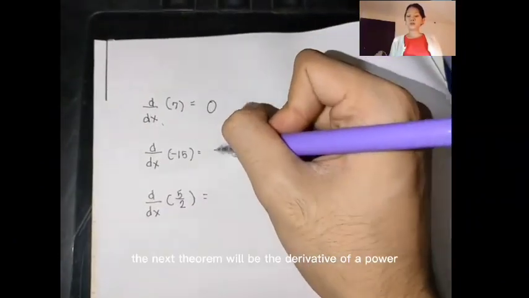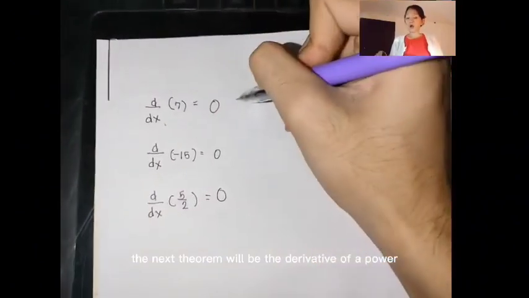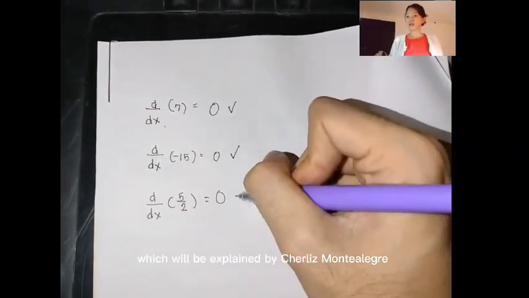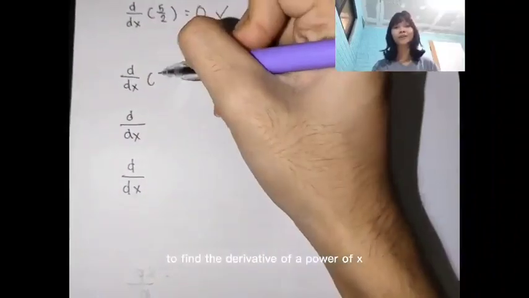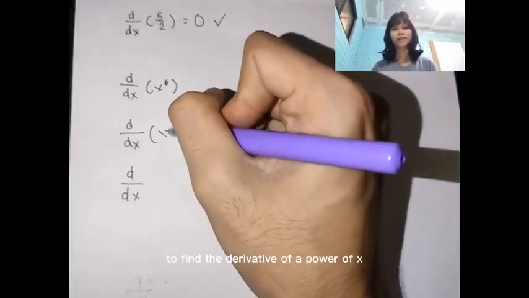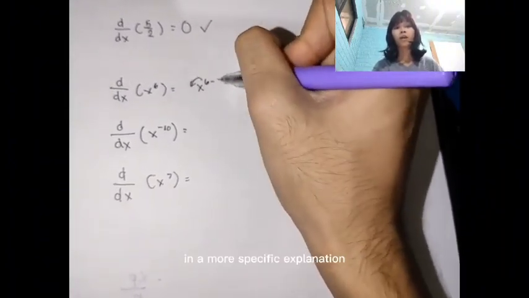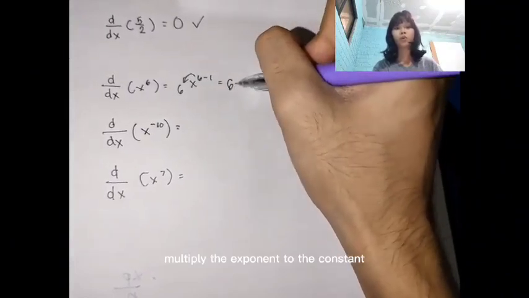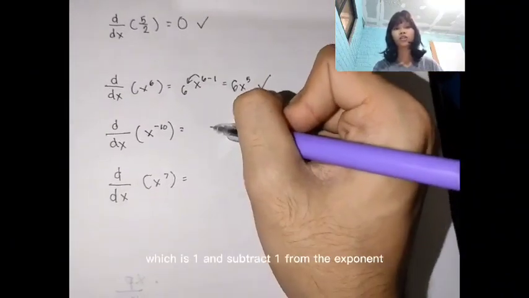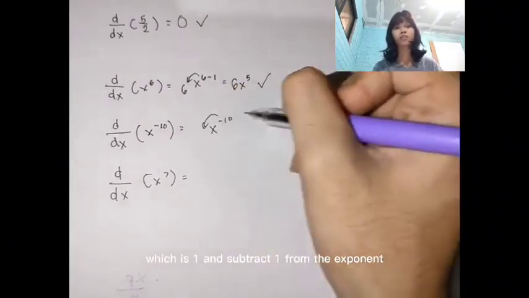The next theorem will be the derivative of a power, which will be explained by Charles Montealegre. To find the derivative of a power of x, multiply by exponent and decrease the exponent by 1. In a more specific explanation, multiply the exponent to the constant, which is 1, and subtract 1 from the exponent.